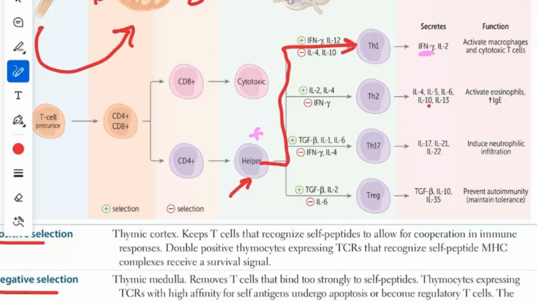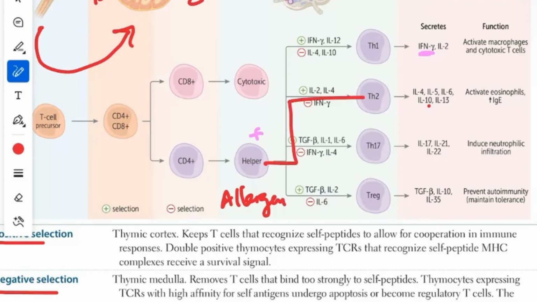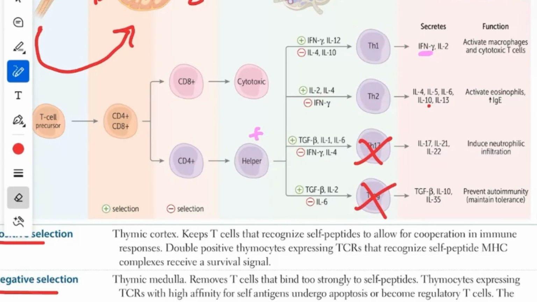If it's an allergen that it picks up, and an allergen is an antigen that stimulates an allergic reaction, then it becomes this. It will no longer become this or this or this. If it's a bacterial infection that it's involved in, then it will become this because it stimulates neutrophils here.